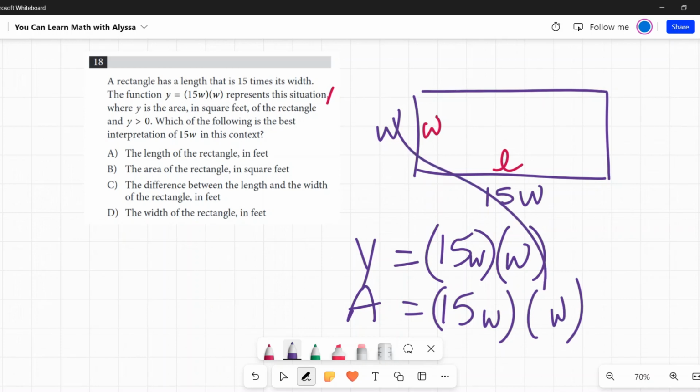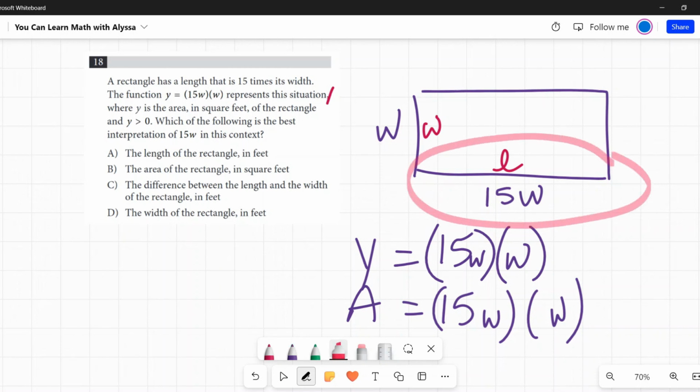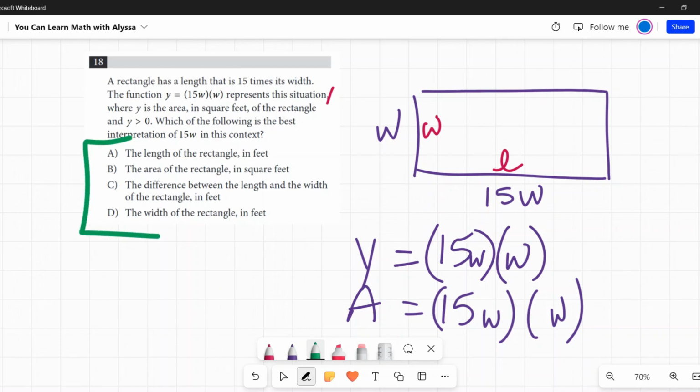And there's my width, and there's my length. So y is greater than 0. Yep, area is greater than 0. Which of the following is the best interpretation of 15w in this context? Before I even look at the answers, 15w is how long the length of this rectangle is. 15w is my length. So look at our options.